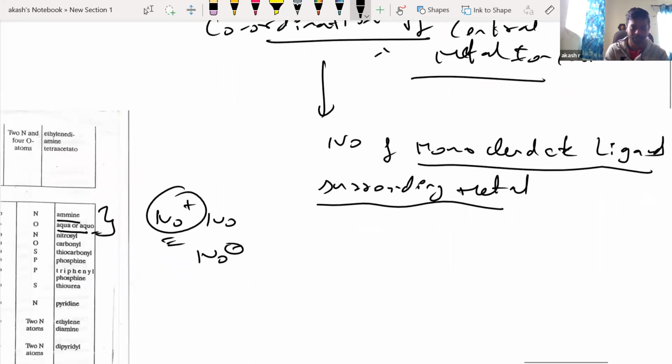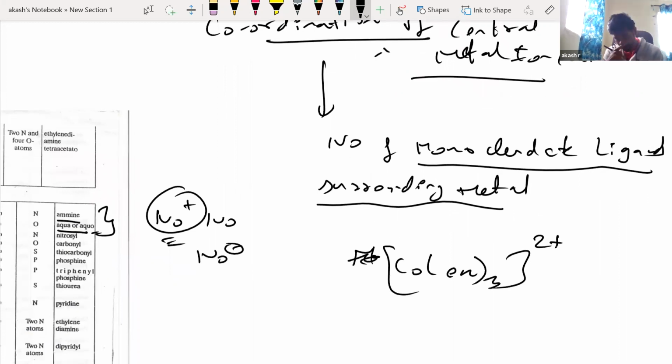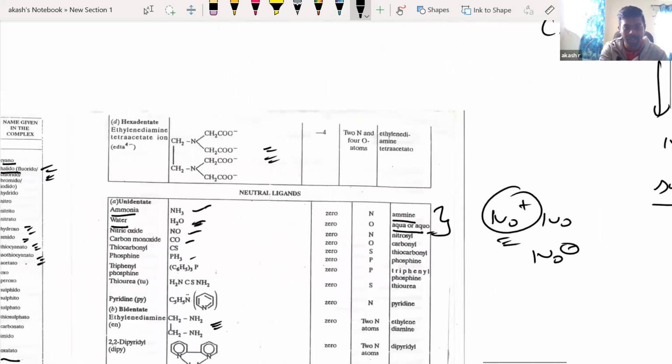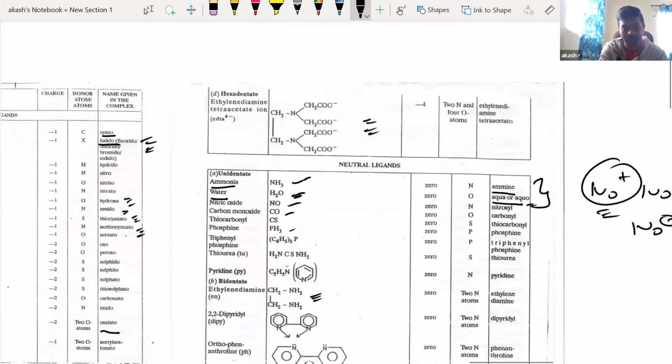Say, for example, if I write cobalt en thrice, 2 plus, something like this. Now again, you have to understand what you mean by this en. Again, these are some representations.